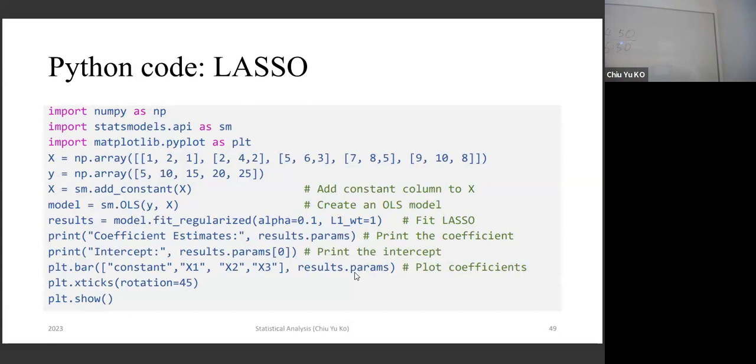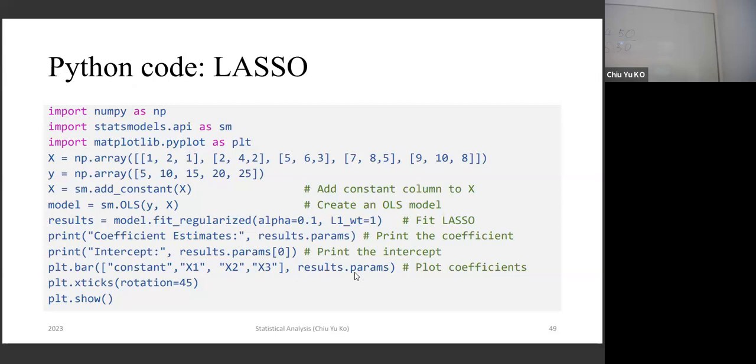The only thing here is I'll use that model, because it's simple. The main thing is model dot fit regularized. I have alpha of 0.1. Alpha is the lambda in the model, and L1 is called Lasso. If you square instead of absolute value, it's ridge regression, but we just talk about Lasso.